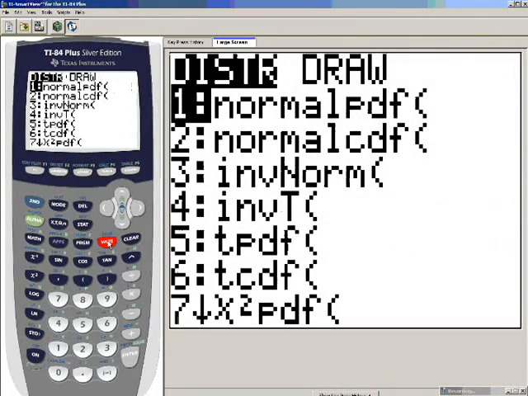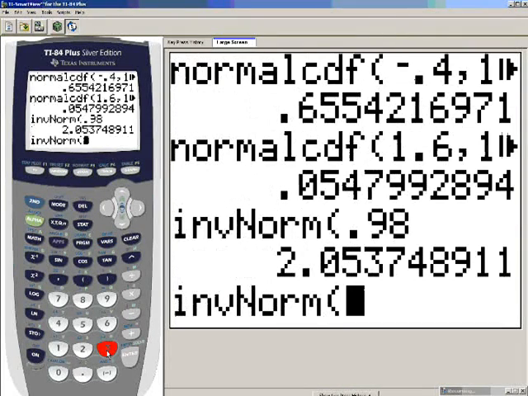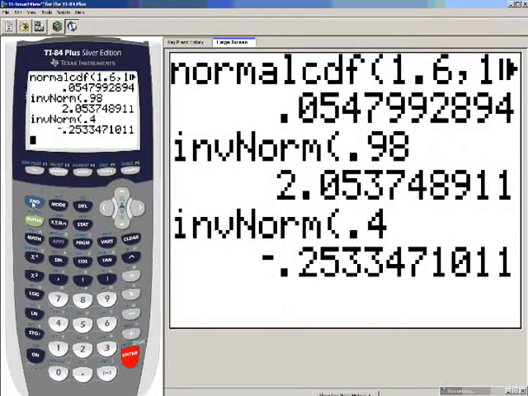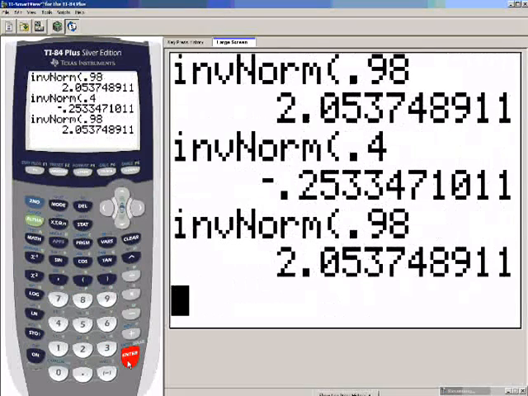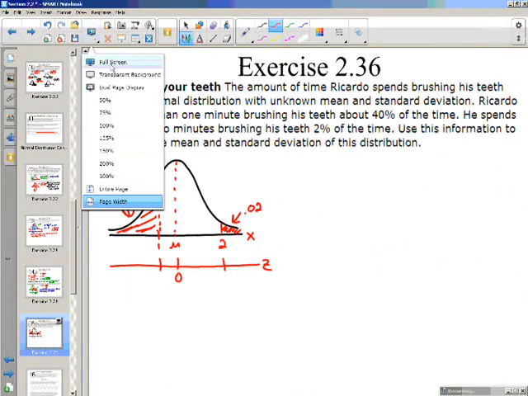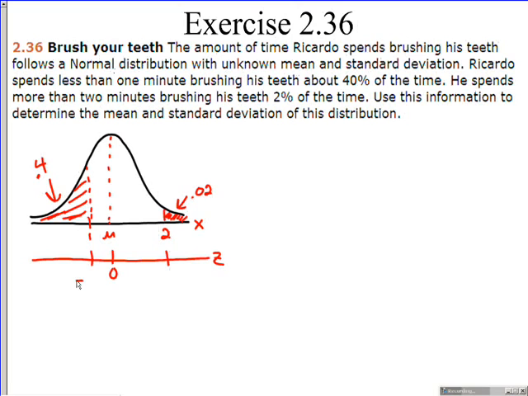Calculate inverse norm of 0.4 and inverse norm of 0.98. So we have negative 0.2533 and 2.0537. Go ahead and label those on our picture here. Remember, z-scores to 2 decimal places, so 2.05 and negative 0.25. And now we want to determine what our mean and standard deviation are.